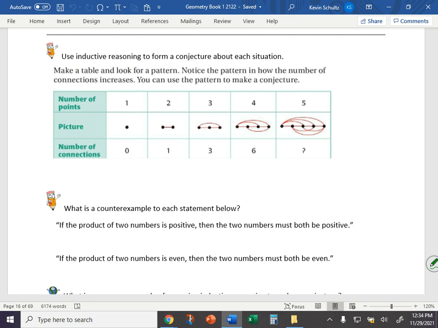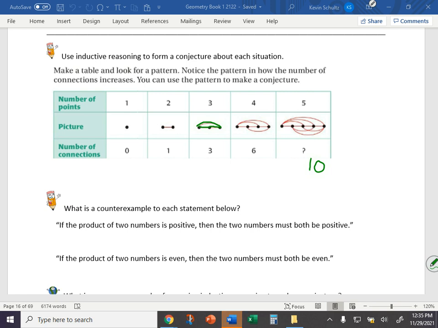So with 1 point, there's a picture of 1 point, and there are no connections that can be made. With 2 points, drawn and 1 connection, just connecting them straight across. With 3 points, there are 3 connections. You can connect the first one and the second one and the third one, and the first one and the third one. 3 total there. For 4 points, there are 6 connections. How many connections can be made with 5 dots? Well, 10.